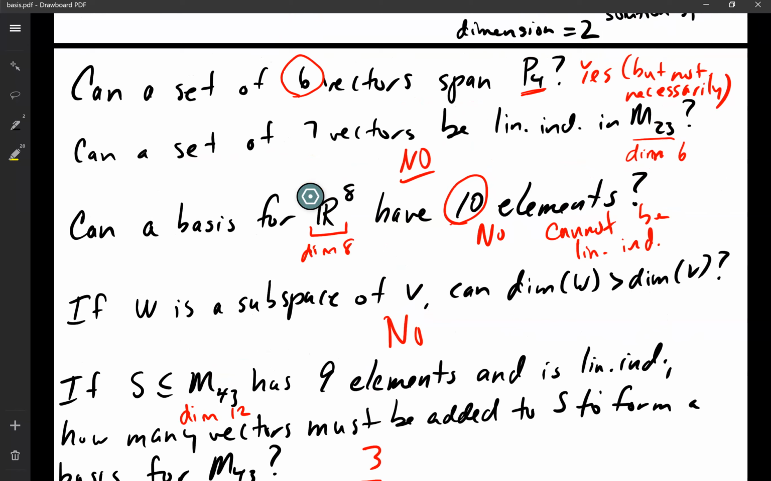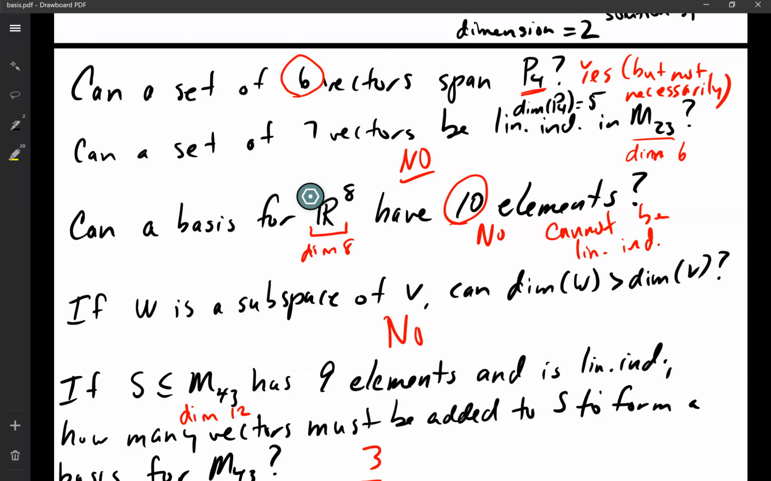Let's talk about these ideas again. We talked about this in class, but just to go through them again quickly, since I went through them quickly to start with. The first one says, can a set of 6 vectors span P4? Well, the reason why this is yes is because the dimension of P4 is 5.